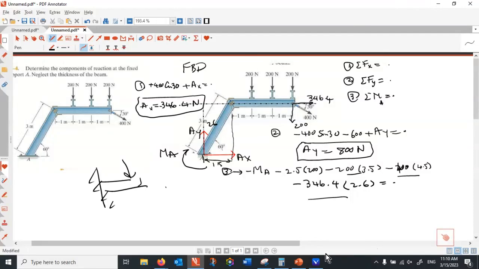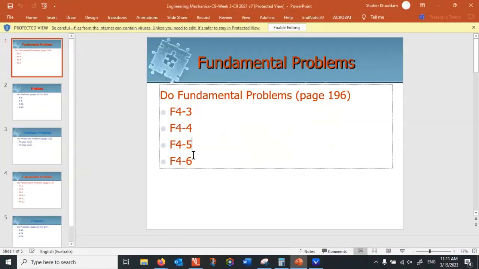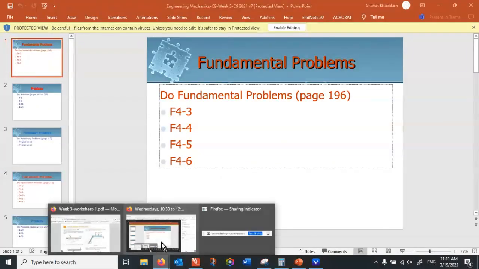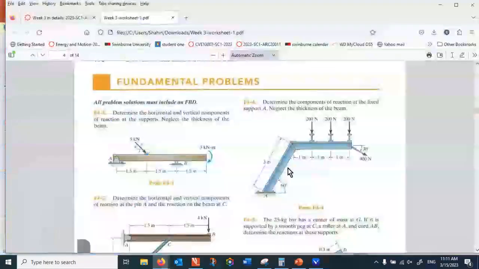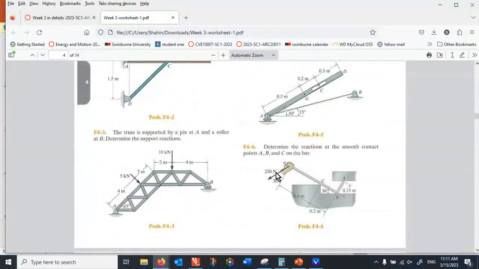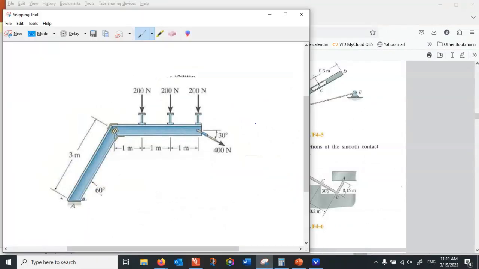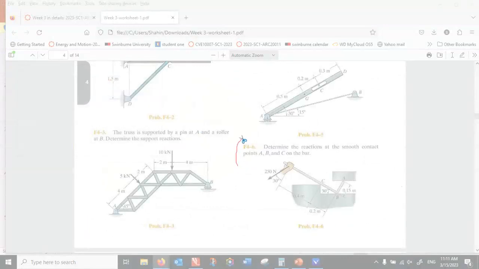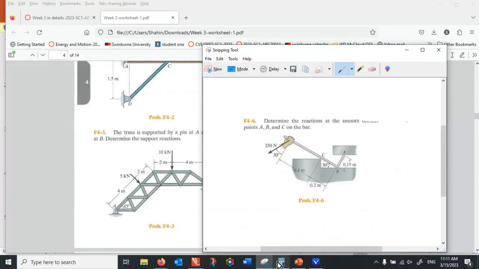All right, let's move on to fundamental problem 6. That's a very good question, and it is the best explanation for contact. If you understand this problem, perhaps you have no issues with solving contact problems. And I'll tell you why.